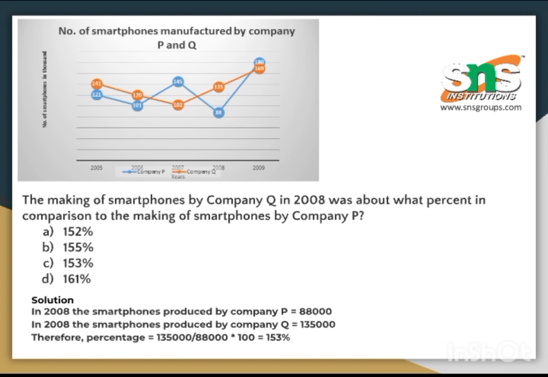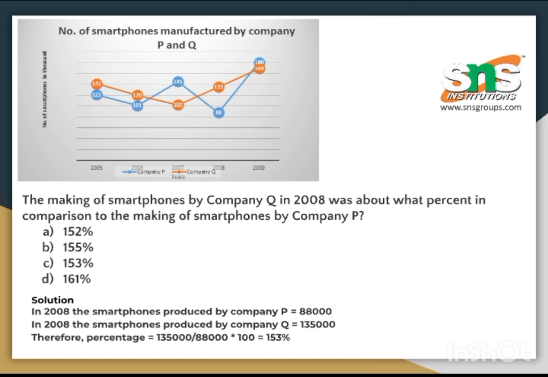The percentage is asked for company Q over P. So first you put 135,000 above, and below you put 88,000, into 100. That is a 153 percent difference company Q has made over company P. So this is how you analyze the chart. Whenever data is given in a chart, you should analyze it and answer.